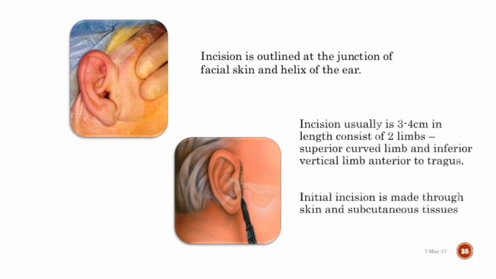Once the temporal fascia is reached, it is incised in an oblique direction about 2 cm above the zygomatic arch. Expose the zygomatic arch and incise the periosteum. Then it is reflected laterally to expose the condylar neck or the articular capsule.